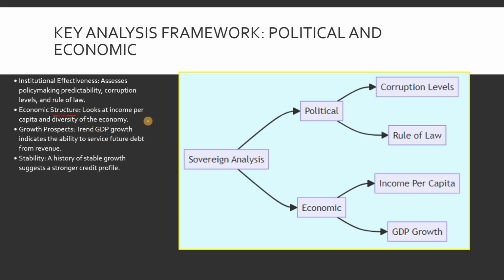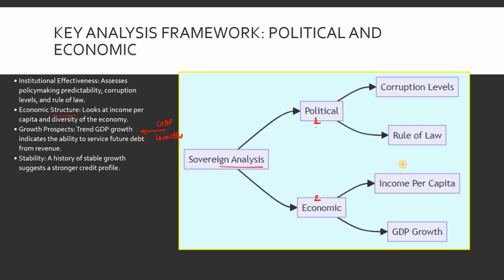We also focus on growth prospects, as strong trend GDP growth indicates a country's ability to generate future tax revenue to service its debt. A history of stable growth is one of the strongest indicators of a high-quality credit profile. Looking at the mind map, sovereign analysis splits into political and economic pillars. Under political, we evaluate corruption levels and the rule of law. Under economic, we look at income per capita and GDP growth.